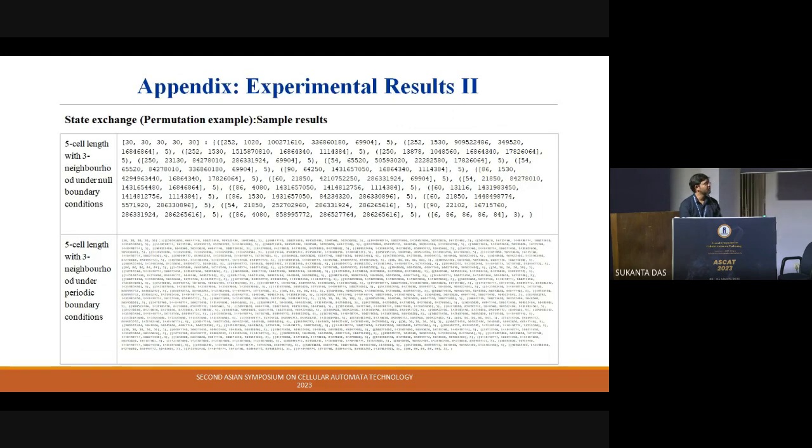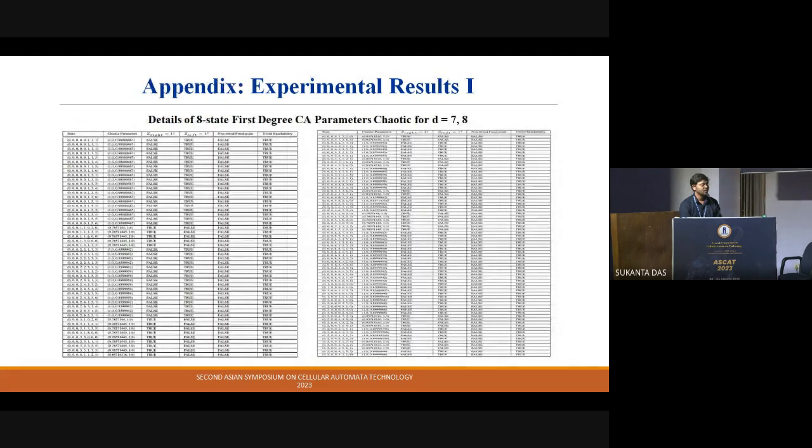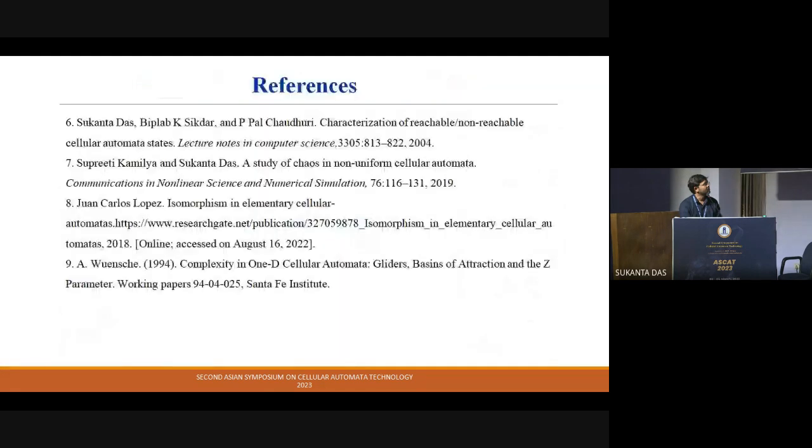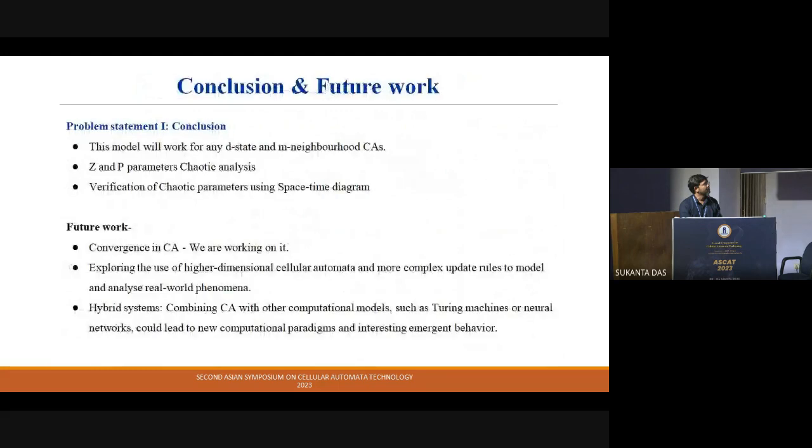Please go back to the two problem areas, four or five slides back. First problem area, what have you concluded? First, yes, the problem statement. My observation is that from the space-time diagram you are trying to conclude something. We are verifying with the space-time diagram whether it is giving a chaotic result or not. Is there any theoretical result associated with this?